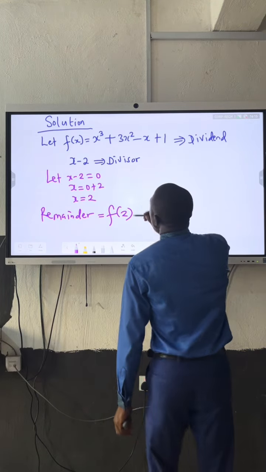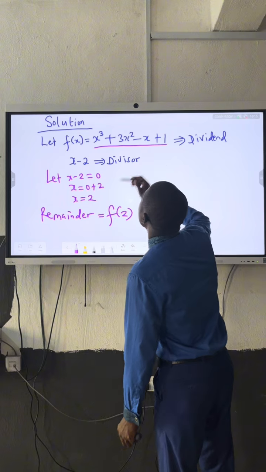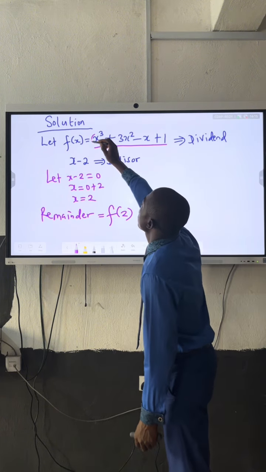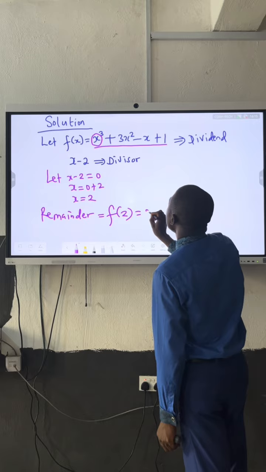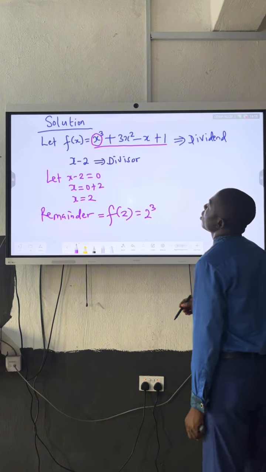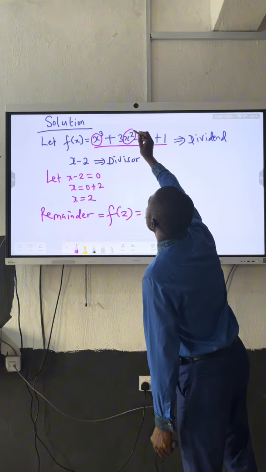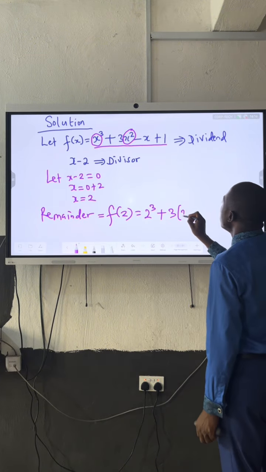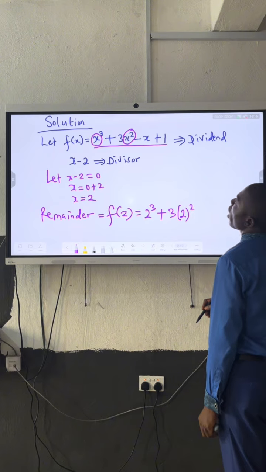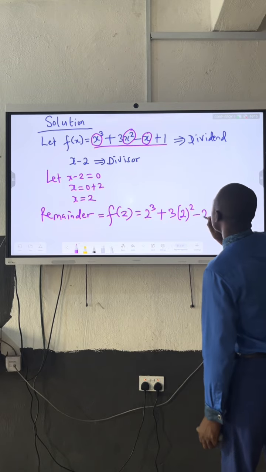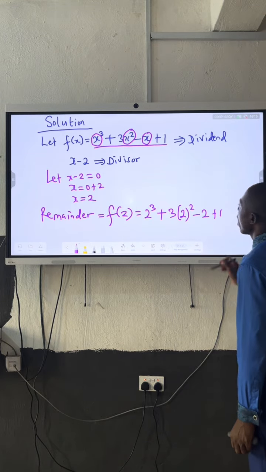Image of 2 means you go back to the original function here and plug in 2. Anywhere you see x, you put 2. So there is x here, so you write 2 raised to the power 3. Now plus, there is 3 here, then there is x somewhere here, so you put 2 and put a square above it. You put your minus. There is x here, put 2 plus 1.